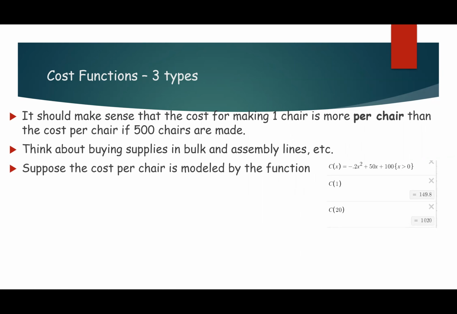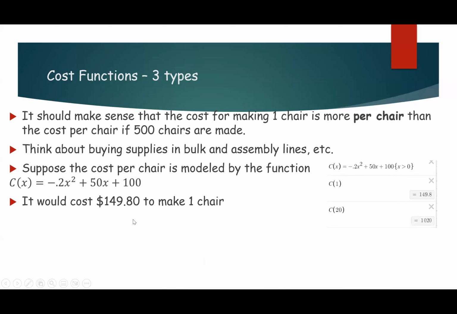So suppose the cost per chair is modeled by this function right here, negative 0.2 x squared plus 50x plus 100. There it is. So if we let x equal 1, plug that in, we see that it costs $149.80 to make one chair. But to make 20 chairs, we would plug in 20 for x and we get 1,020.